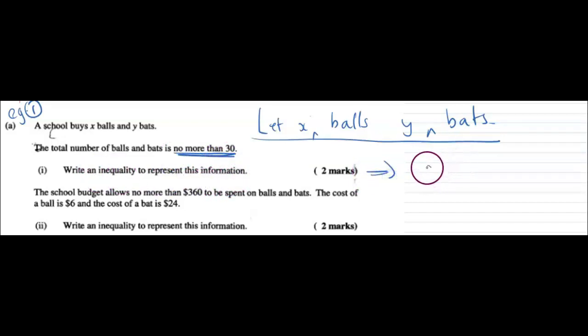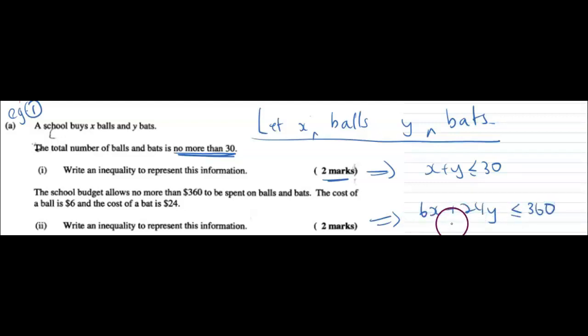That simply means X plus Y must be less than or equal to 30. So that will be 2 marks for this. The second part now says the school budget allows no more than $3.60 to be spent on balls and bats. The cost of a ball is $6 and the cost of a bat is $24. Write another inequality for this. Well, this will then be 6 by X plus 24 by Y must be less than or equal to 360.